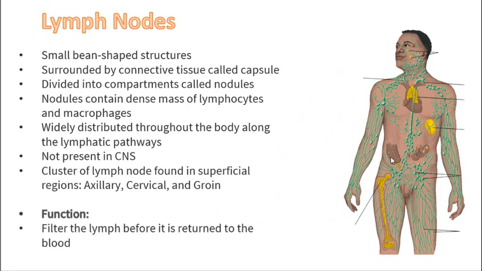So what is the function? The function of the lymph node is to basically filter the lymph before it returns to the blood. So it filters it for what? It monitors for any sign of pathogen or infection, so it could go and stimulate the B cells and T cells. B cells could proliferate and produce antibodies.